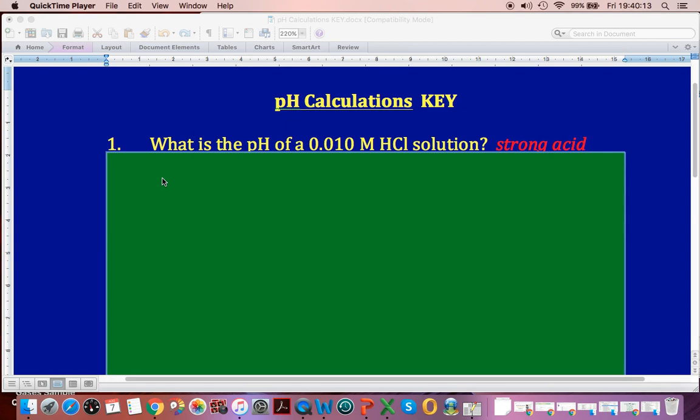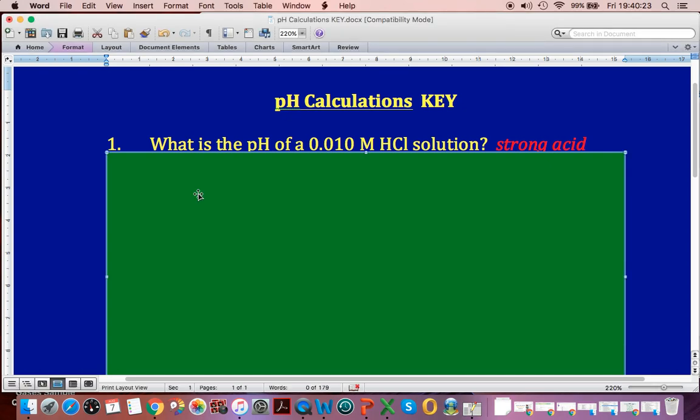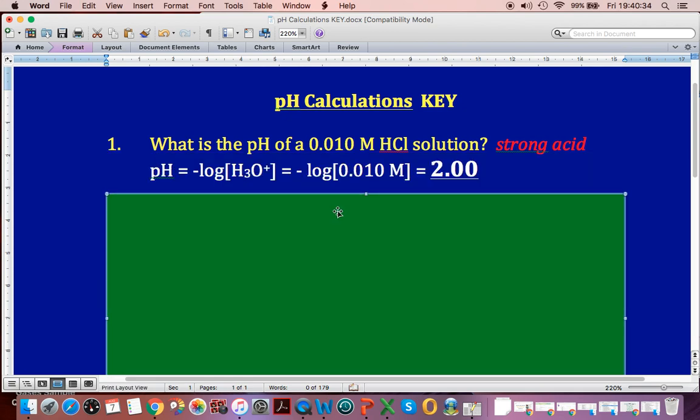Good day. We've been doing some pH and pOH calculations, and so we've done some examples. This sheet is just tons of examples, and it will help you with the upcoming worksheets that are really quite straightforward. HCl is a strong acid, so if we know our concentration of acid, that's going to equal our H3O+ concentration. So we take our pH formula, we do our minus log of the concentration of H3O+, and we get 2.00.